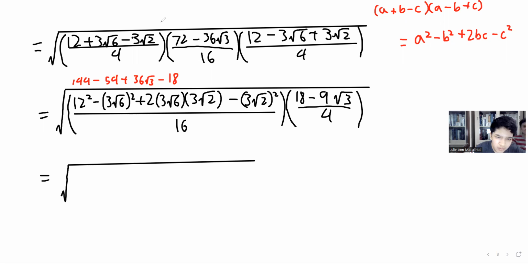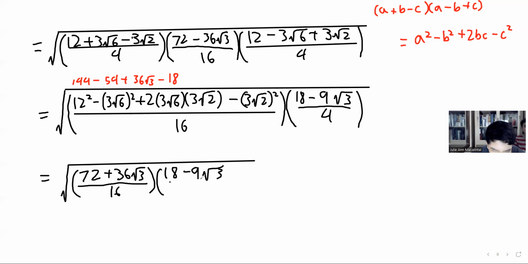So 144 minus 54 minus 18, 72. 72 plus 36 square root of 3. Oh, they're multiple roots, not nested but multiplied. Looking good. So we can now factor out 4 again, and then we will see something very interesting indeed.